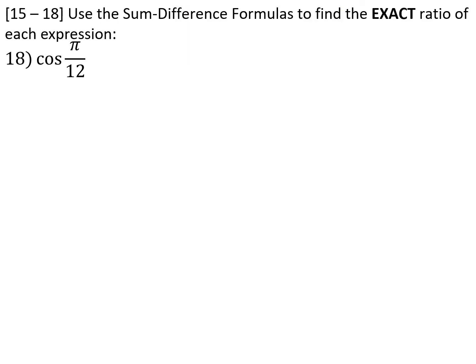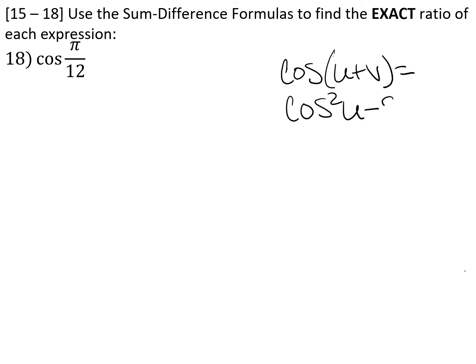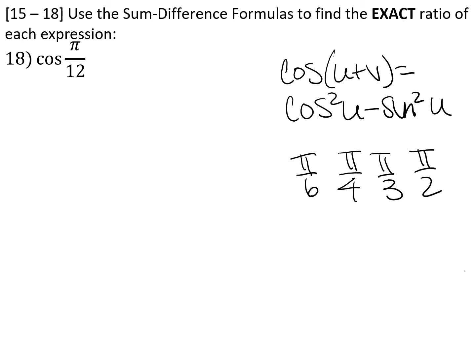Okay, same idea, sum and difference formula. This time I have cosine, and I am going to use a subtraction, but I'm going to write it down as the positive and then how to change it. So it's u plus v equals. I like this one the best when evaluating because then I don't have to add or subtract 1. That's easier for me. So your angles here are going to be pi over 6, pi over 4, pi over 3, and pi over 2.